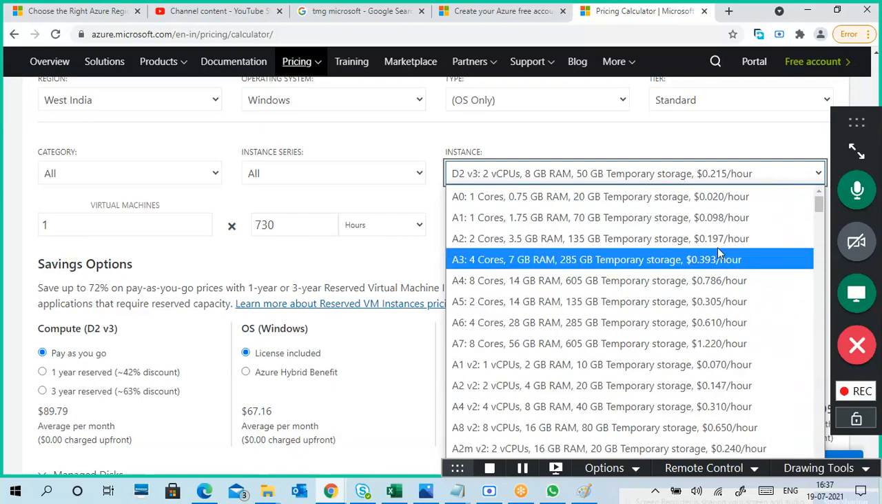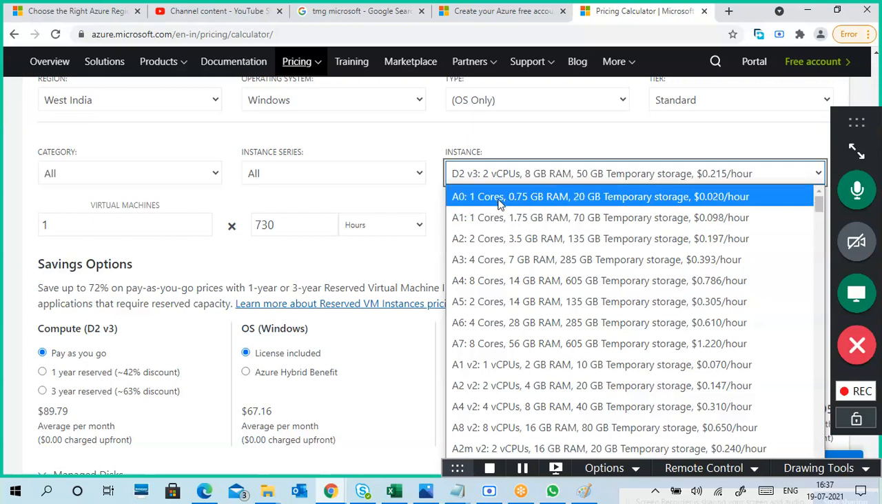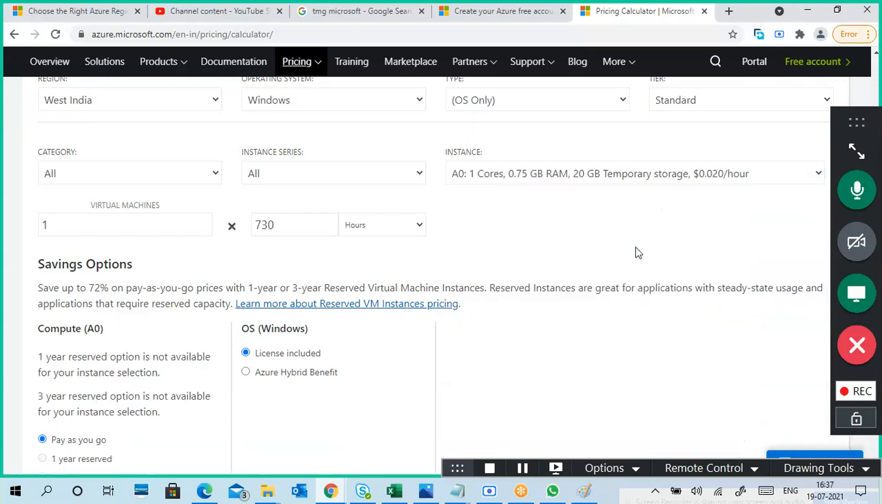So if I go more, yeah, here it is. The very lowest cost it is: one core CPU, 0.75 GB RAM, 20 GB storage. So it's the lowest cost. It's almost like 2 rupees per hour.